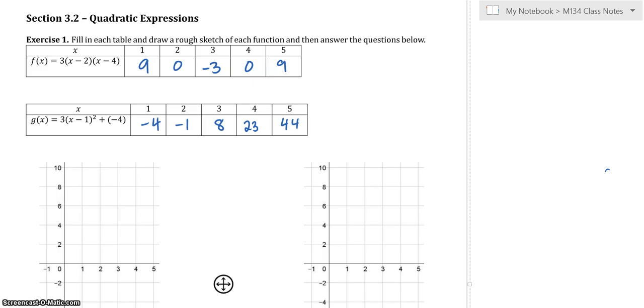So here is the tables. Did you guys get the answers? So if you did not get the answers, please go through them again. I'll just go through a couple of these. If you plug in 1 here, what do you get? You get 1 minus 2 and a 1 minus 4. So that is equal to 3, negative 1, negative 3. That's how you get the 9. The 2 is obviously 0 because 0 times anything is 0.